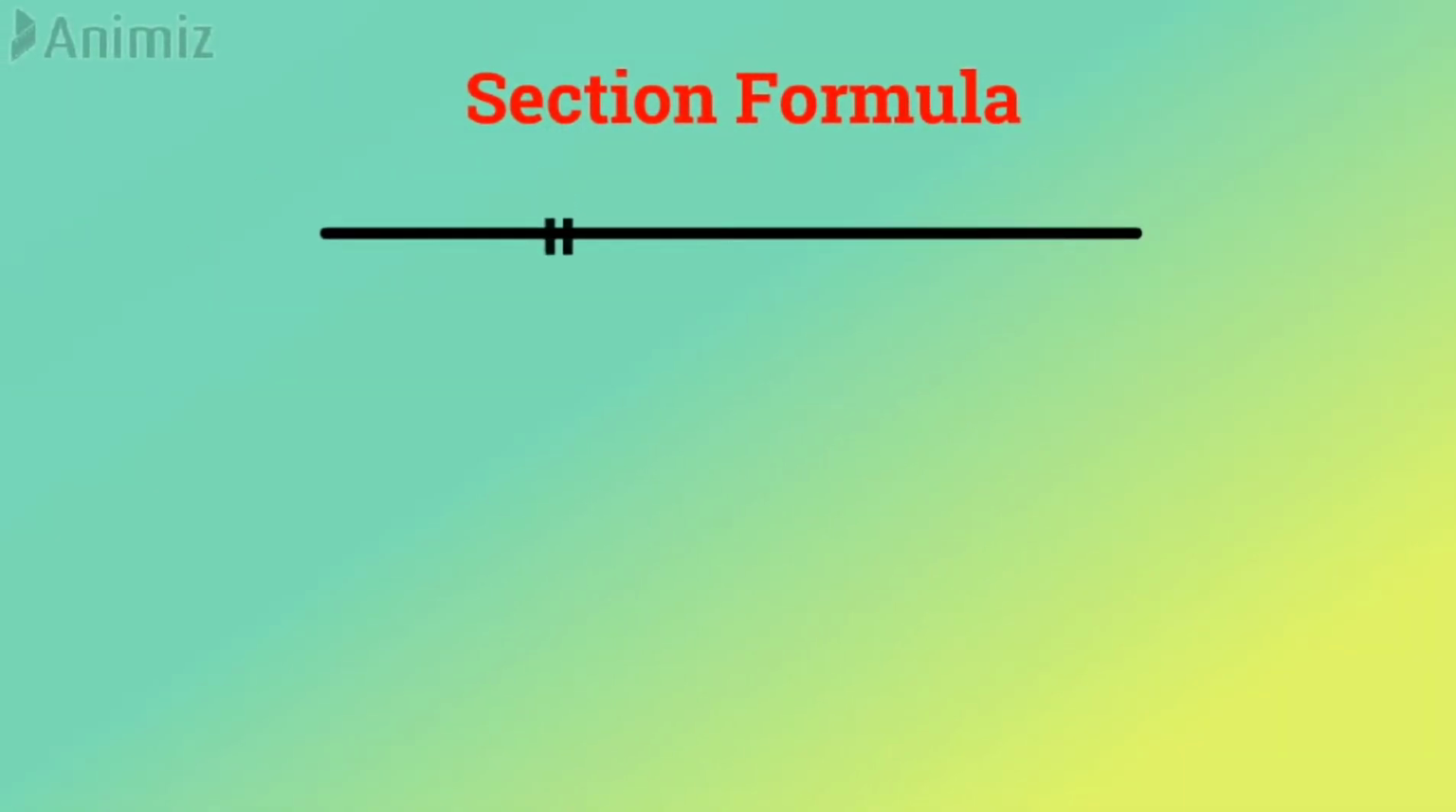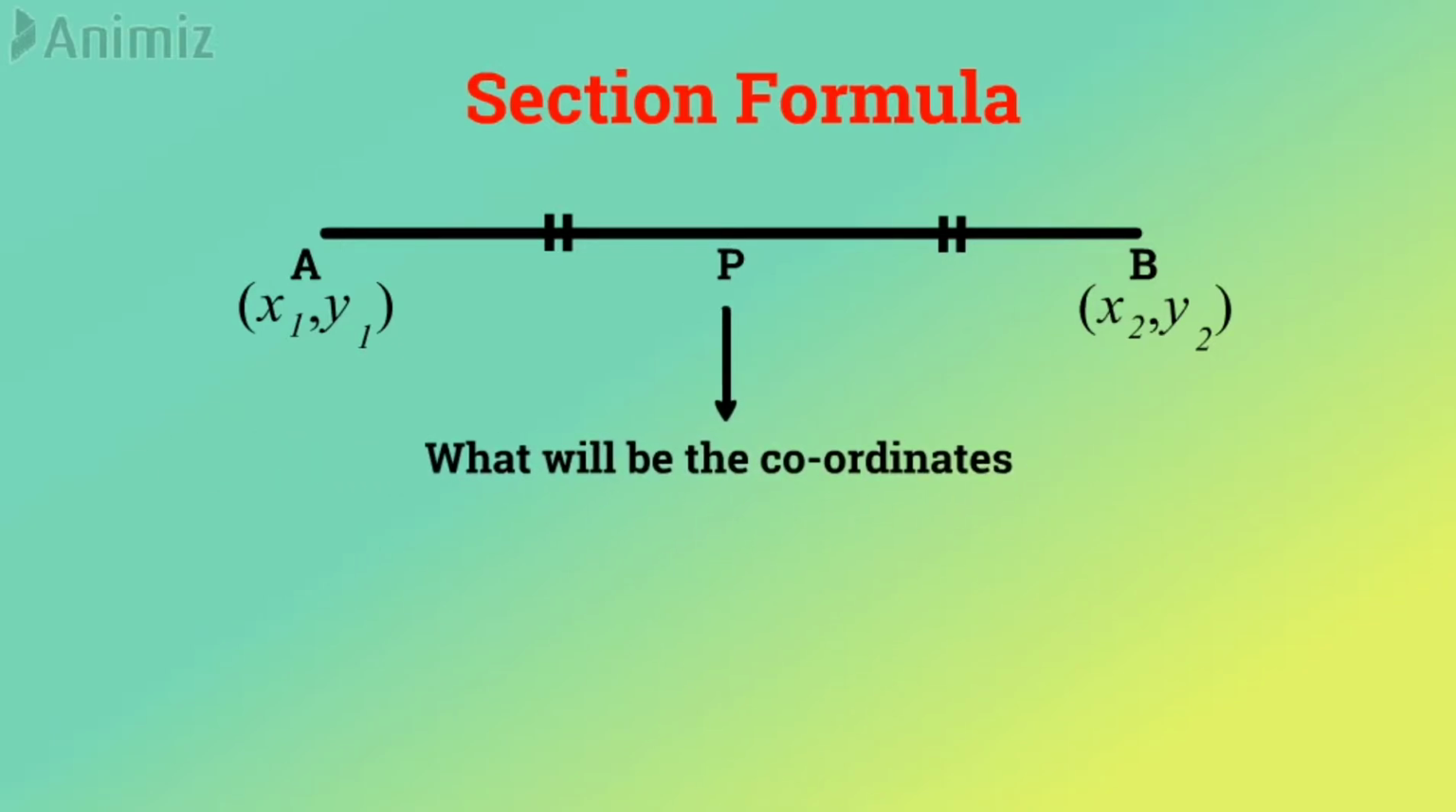Student, let's discuss the topic. Now first of all I will discuss the midpoint formula. Now I have considered the segment AB. P divides it into two equal parts. The coordinates of A are x1, y1. Coordinates of B are x2, y2. If P divides the segment into equal parts, what will be the coordinates?